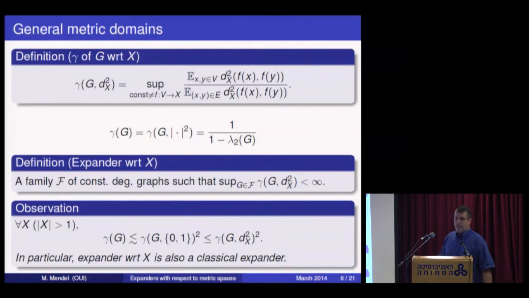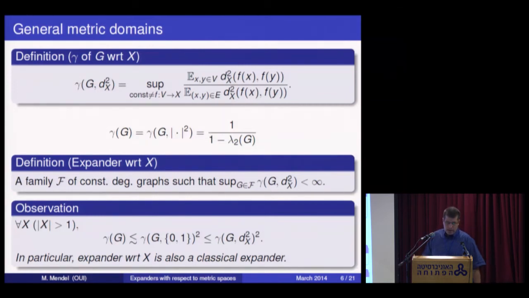So now we can define a stronger notion of expander. The expander with respect to a metric space X is just a family of constant degree graphs in which gamma is uniformly bounded from above. And the first observation is that this terminology is legitimate, in the sense that any expander with respect to any metric space is also a classical expander. Why is that? So we want to bound from above gamma of G with respect to the line metric.